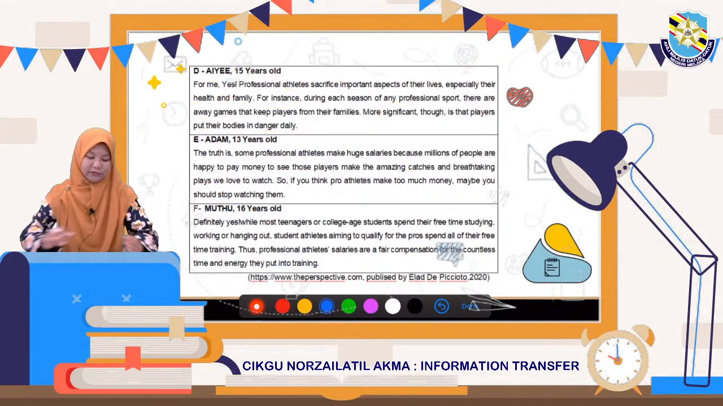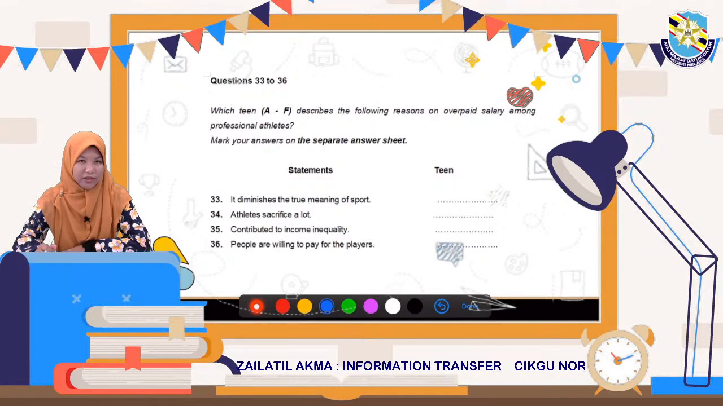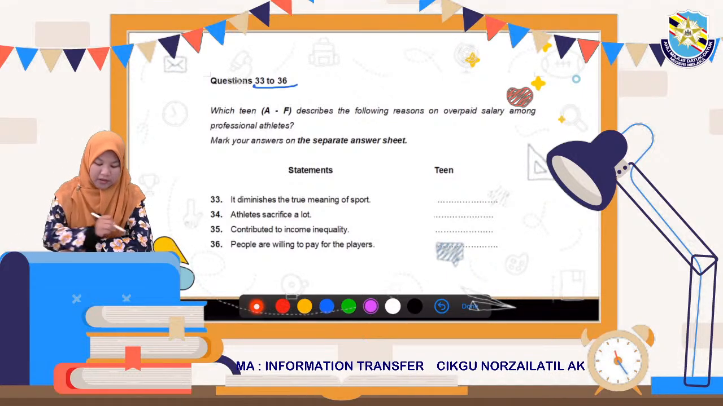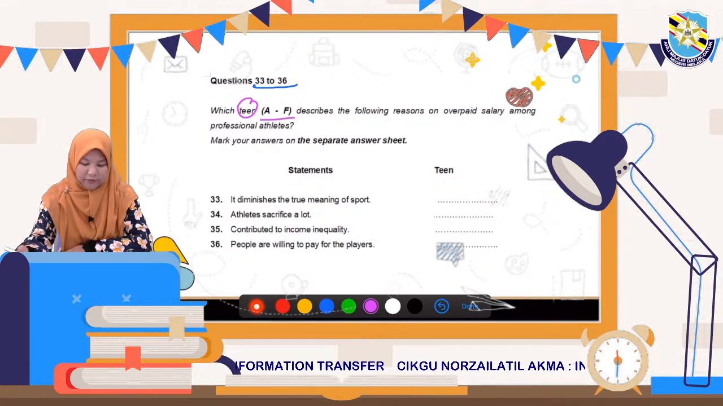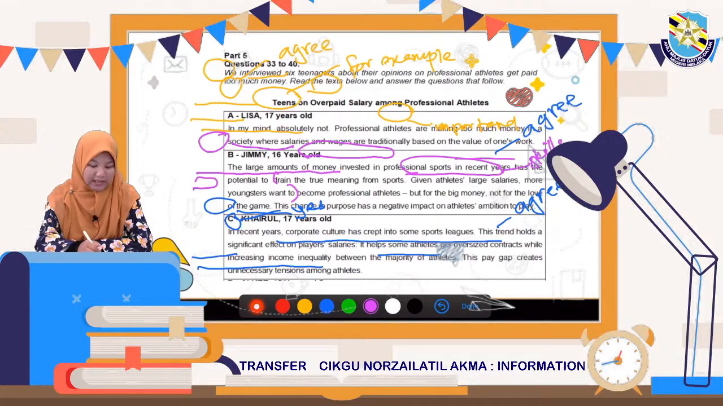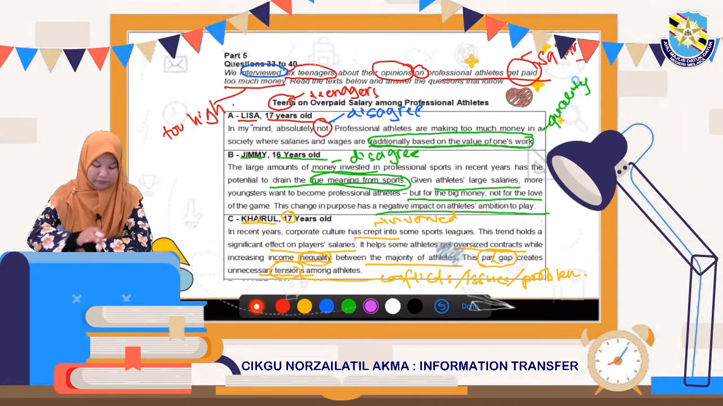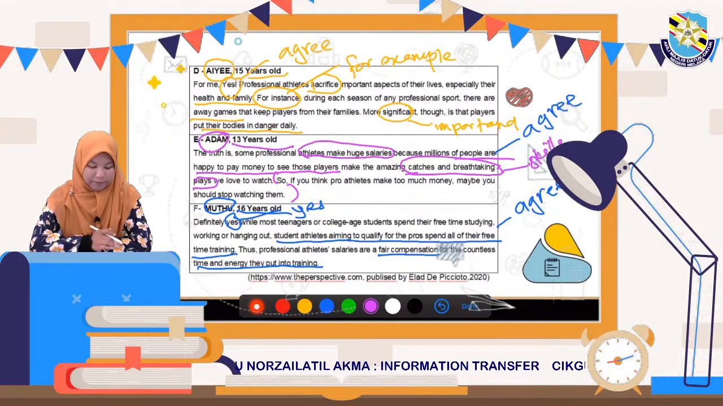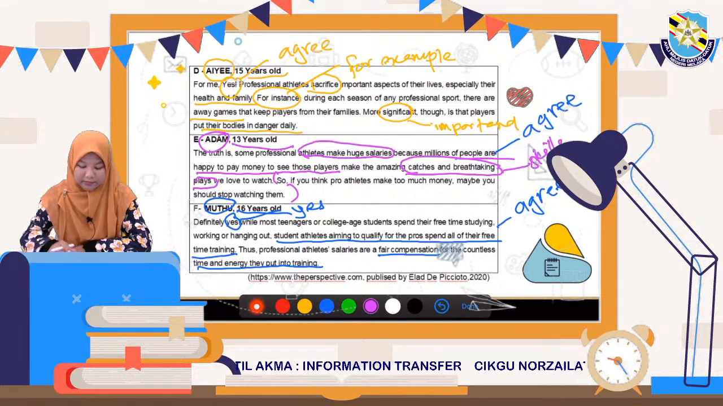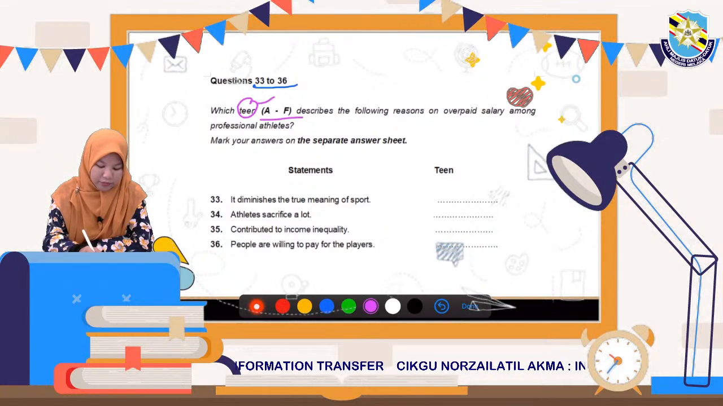Now let's have a look at the question, the first part of the question, the 4 questions, question 33 to 36. Which one, from A to F? A to F is indicating: A will be Lisa, B will be Jimmy, C will be Khairul, D, Ayi, E, Adam, F, Mutu. So which one? You need to know who, the name.